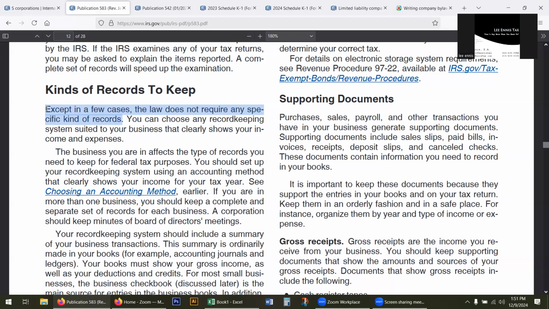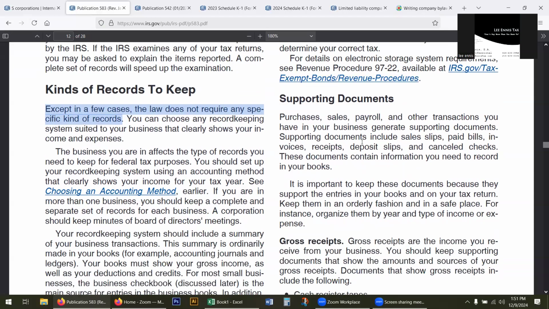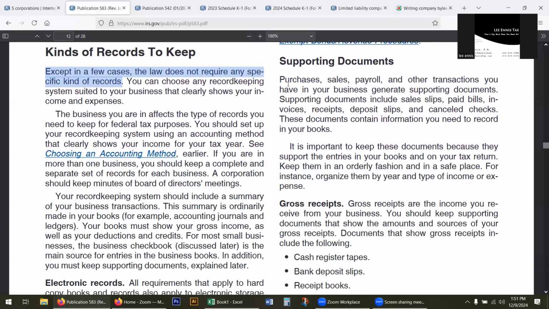All right. Now let's talk about the supporting documents, and what these records actually are. So it says very clearly here, supporting documents, which is the records that you're going to keep, are any purchases, sales, payroll, and other transactions you have in your business. Those generate supporting documents. This is going to be sales slips, paid bills, invoices, receipts, deposit slips, canceled checks.